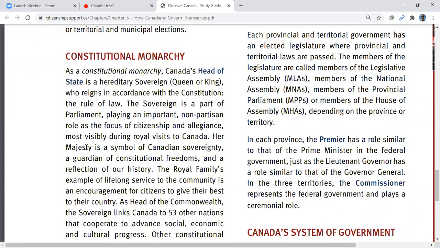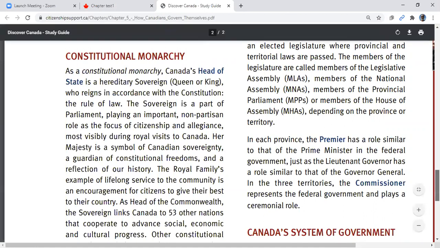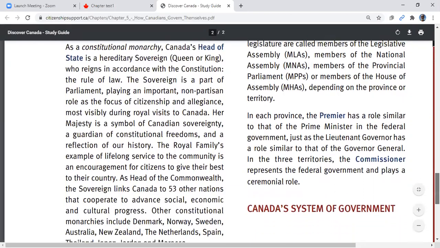Okay. And also it says she is a guardian of constitutional freedoms, a reflection of our history. So it helps us remember that we started from Great Britain. So that's kind of why we have a queen. Some people wonder why, but that's why. We need her for the symbol. We need her to build our government. And there's other things that she does that are useful to Canada. So let's talk about those because not many people talk about these.